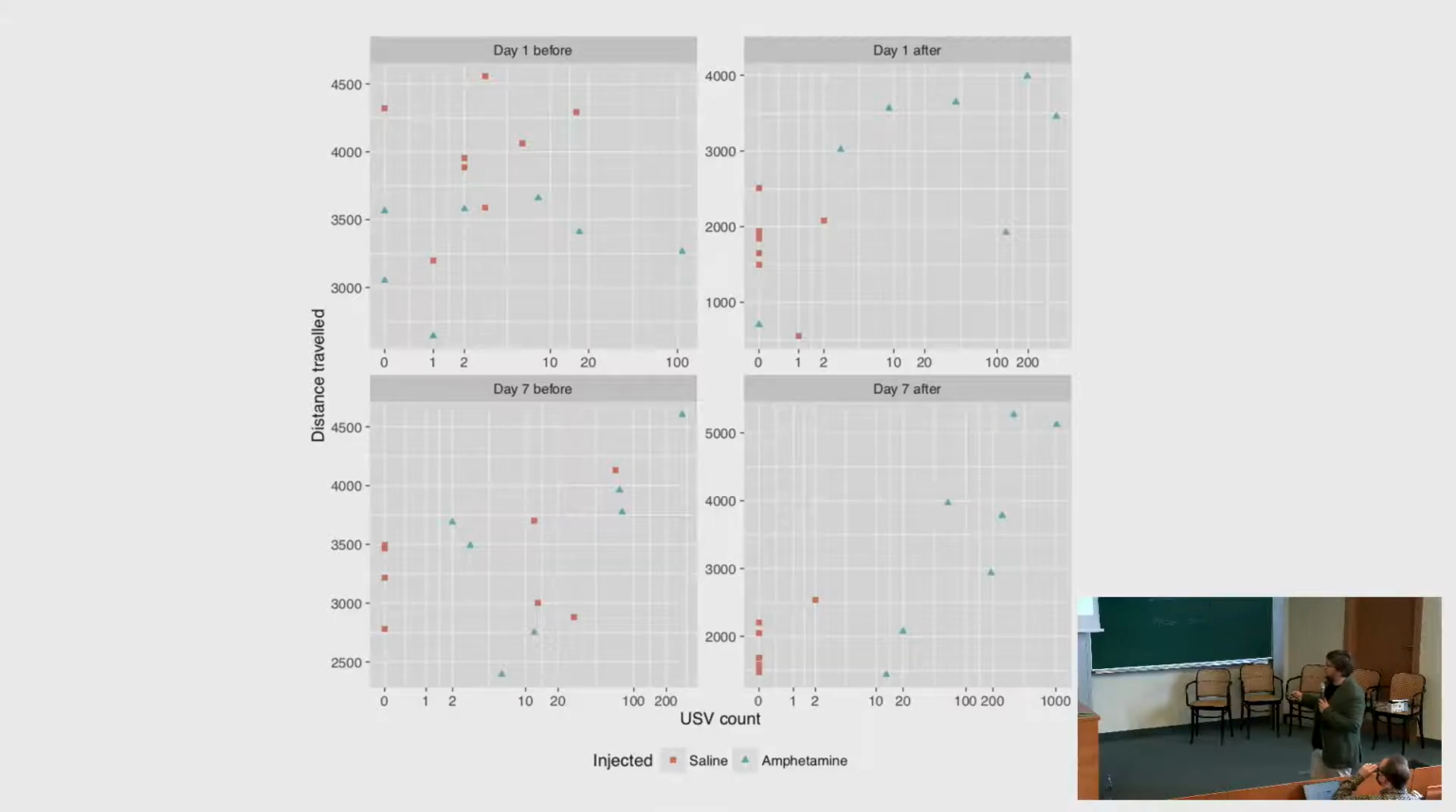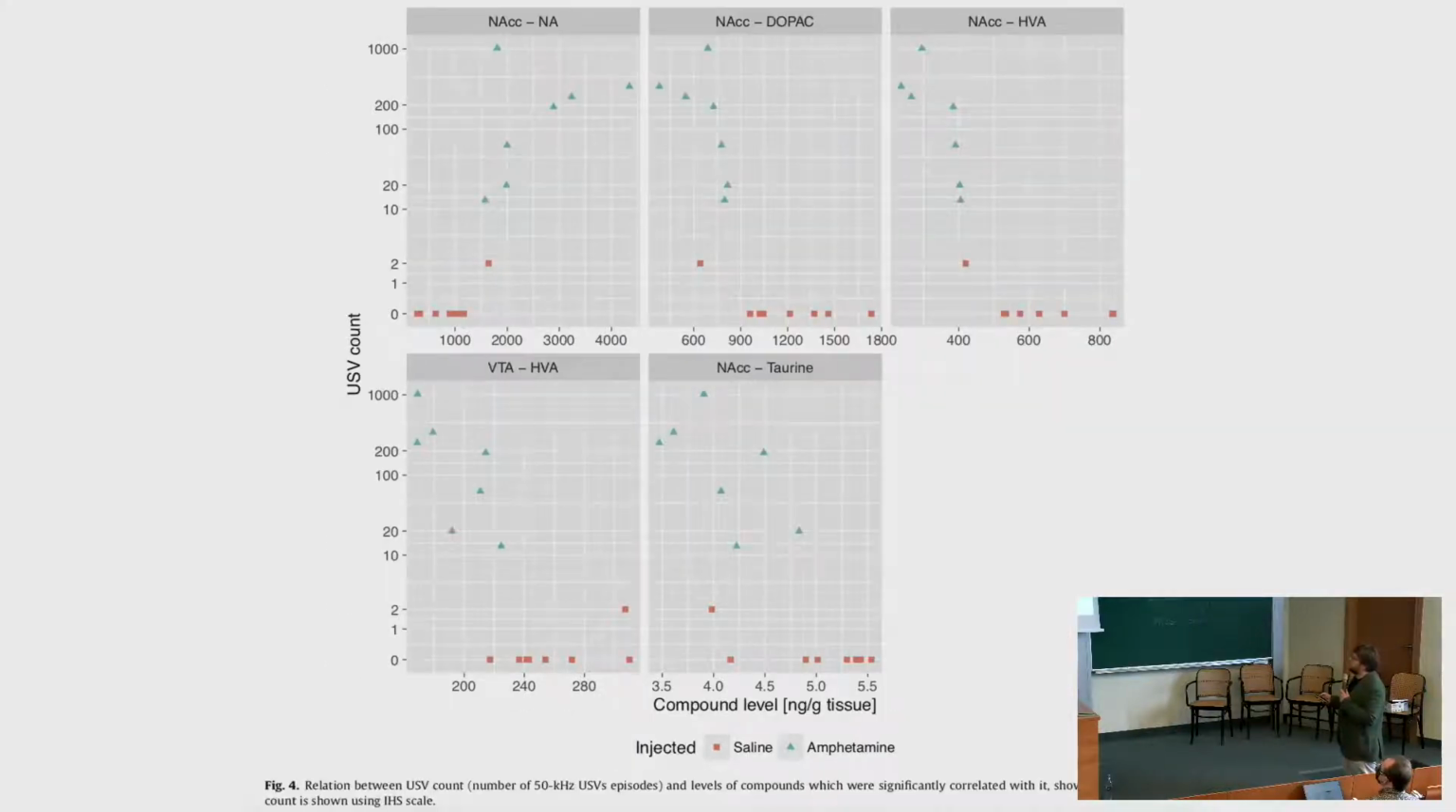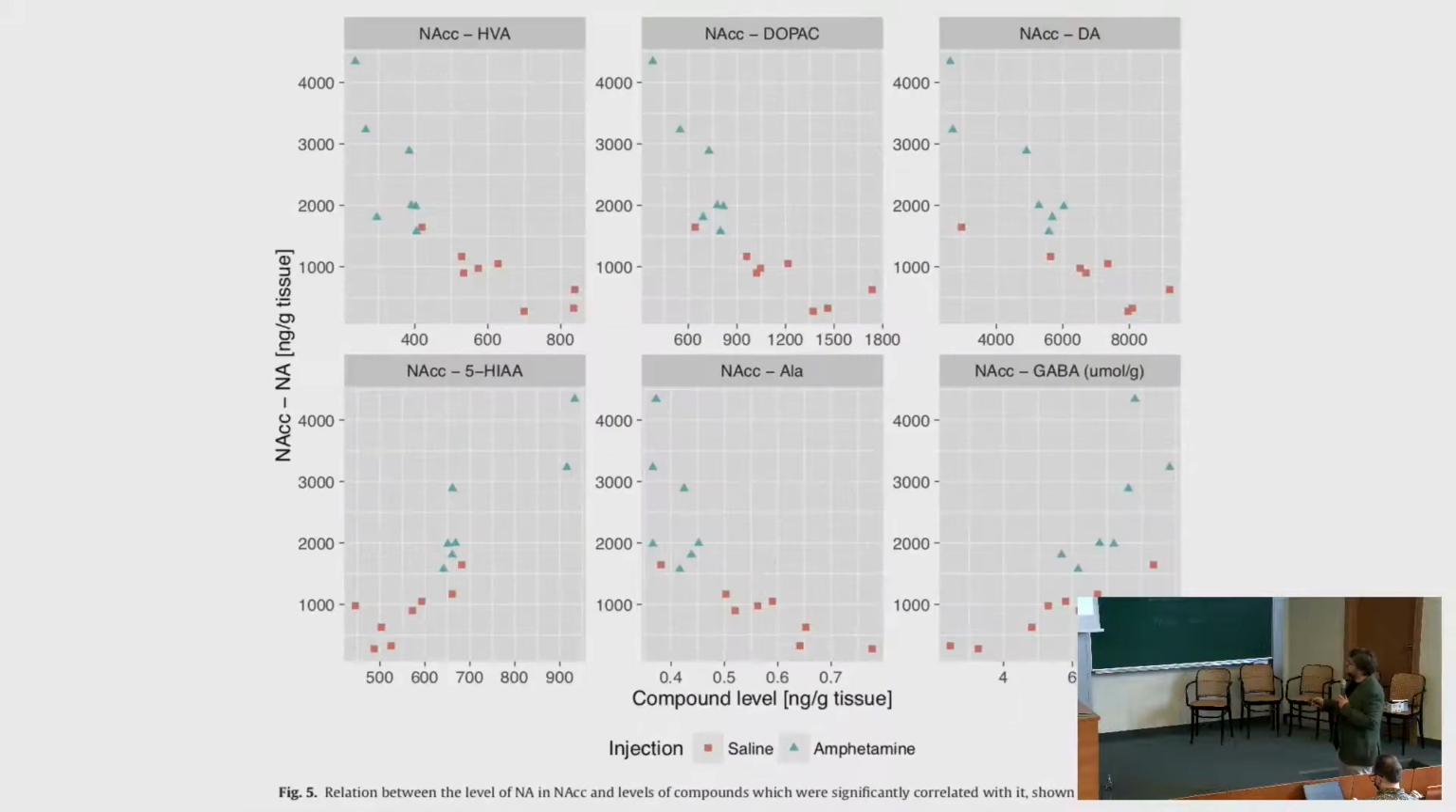We did correlate distance traveled with the ultrasounds. We didn't detect any correlation between those two parameters. And here we've got the correlation between ultrasound episodes and the neurotransmitters. We've got a positive correlation with the noradrenaline in the nucleus accumbens and a negative correlation with the dopamine metabolites in the nucleus accumbens.